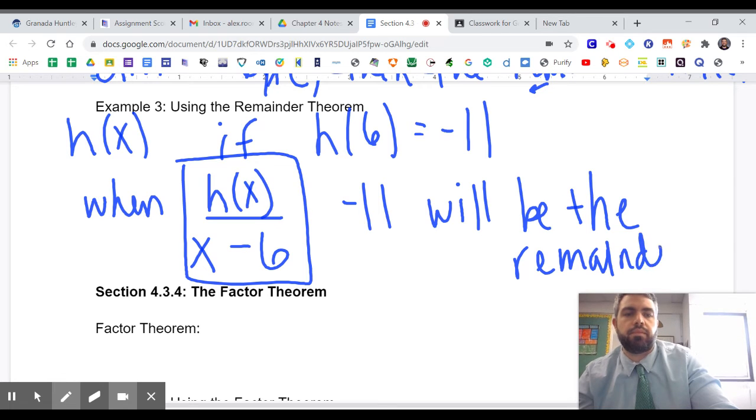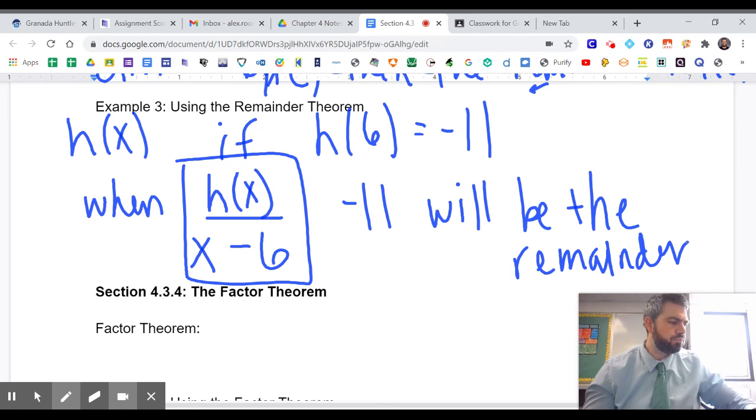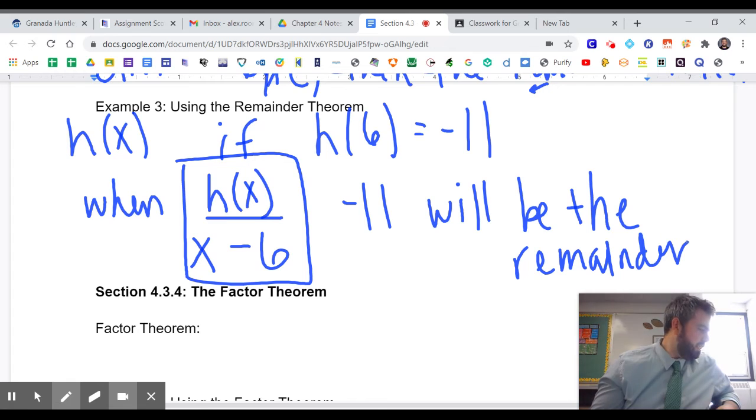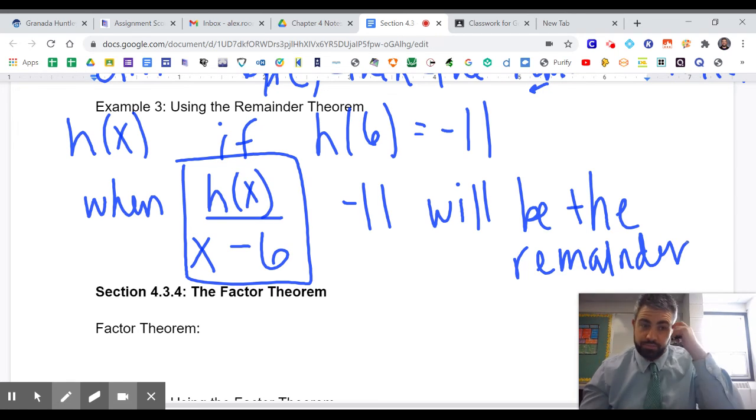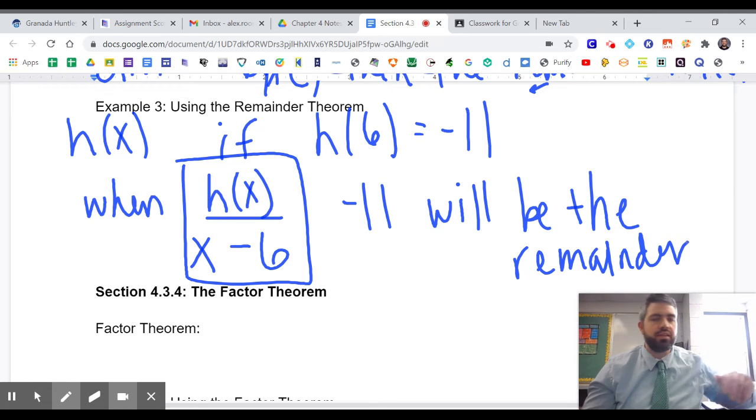Okay. All right, so that's important to know. That's pretty much it. Okay. All right, the last thing we can talk about in this section is the factor theorem.